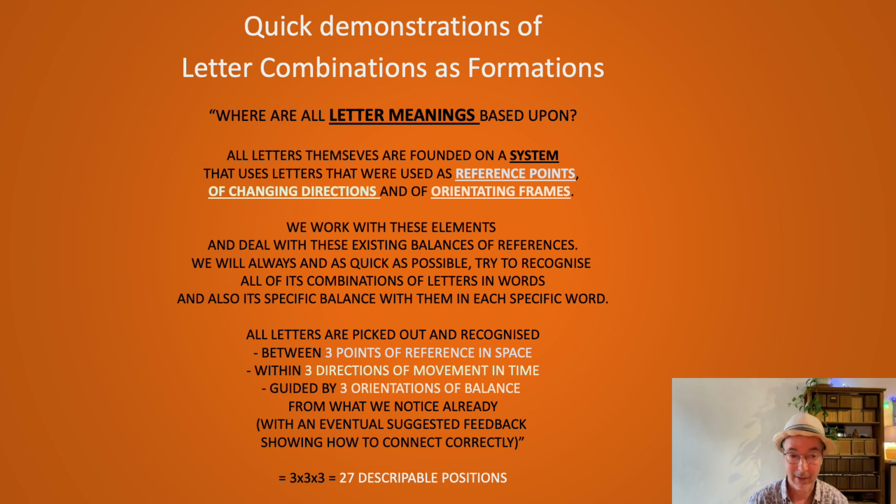All letters themselves are picked out and are recognized also as in between 3 points of reference in space, 3 directions of movement in time, and 3 orientations of balance from what we actually already notice or can't notice. And if we can't, we already have a feedback system in it that tries to correct it. All these combinations of references make 3 times 3 references. That makes 27 describable exact positions.